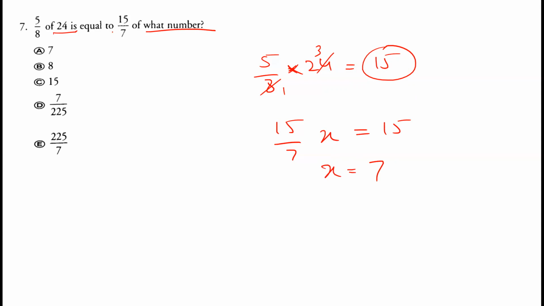Now again, we need to think. 5/8 of 24 is what? 15. Now 15 is equal to, now we have this equal sign, 5/7 of what number? So this number should be 21. So the correct answer is A.